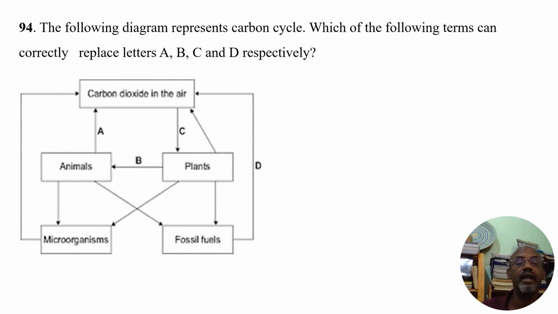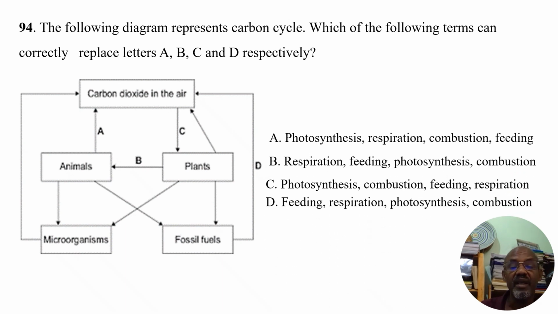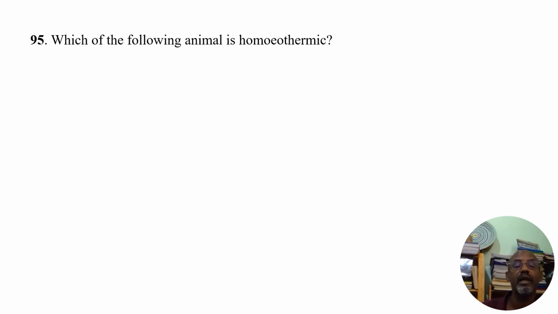94. If the following diagram represents the carbon cycle, which of the following terms can correctly replace letters A, B, C, D, respectively? A, animals, respiration. B, plants, feeding. C, photosynthesis. D, fossil fuels, this is combustion, of course. Therefore, A is respiration. The answer is feeding, photosynthesis, combustion. Which of the following animals is homeothermic, that means with constant body temperature? Of course, this is mammals and birds.